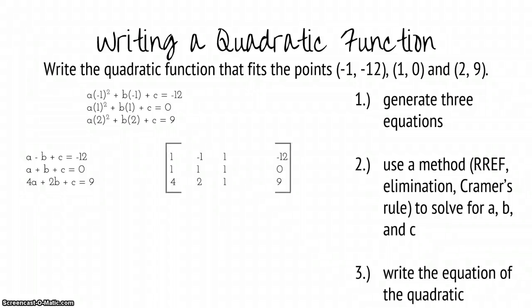Did you write an augmented matrix? That should be your next step. If you want to use RREF, I'm not passing judgment if you want to use something different. By all means, do what works best for you. But if you go this route, pretty slick. It's going to tell you that a equals 1, b equals 6, and c equals -7. Our equation for our quadratic here is 1x squared plus 6x minus 7.